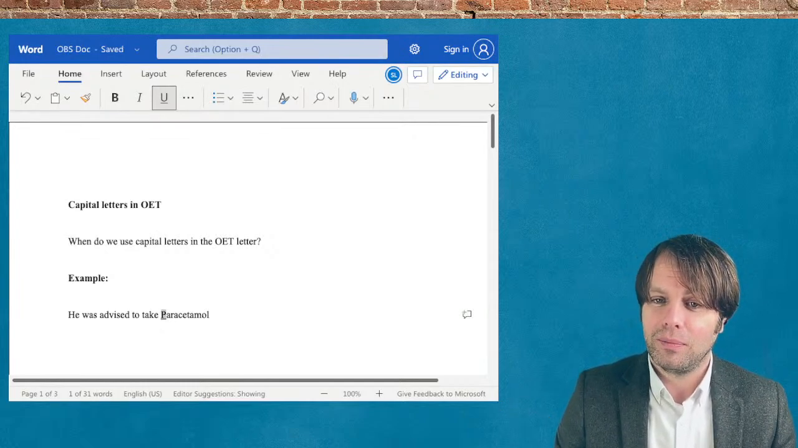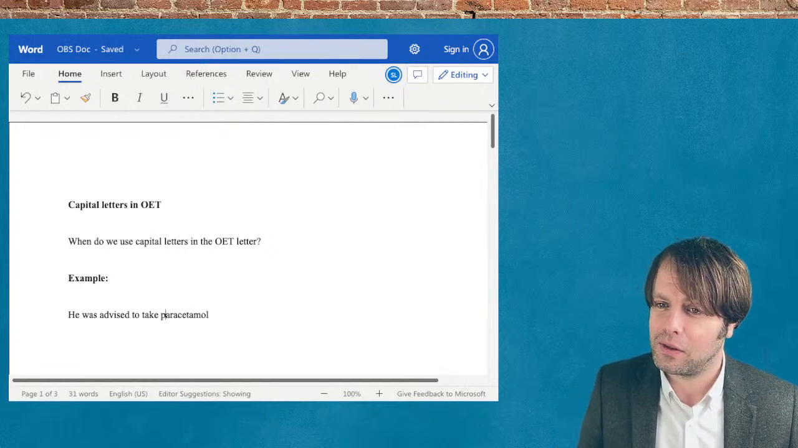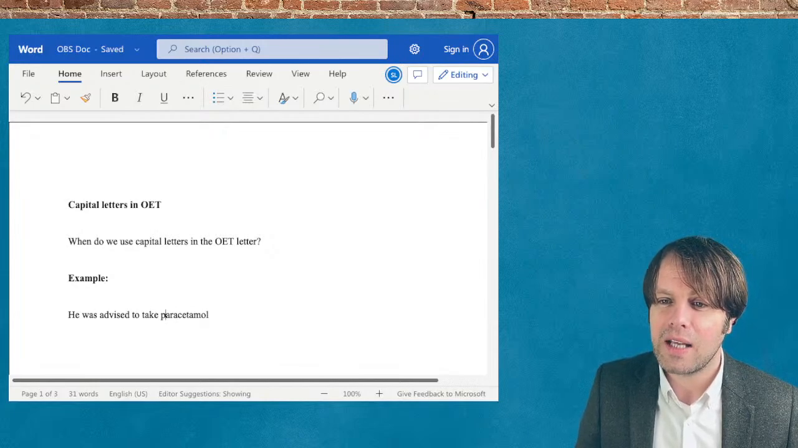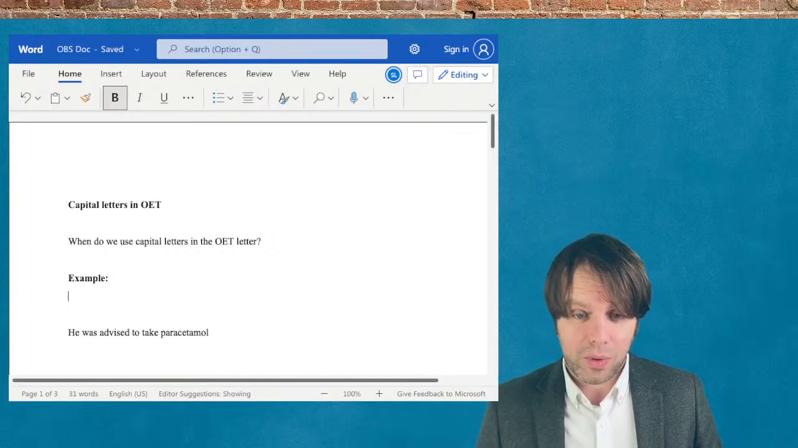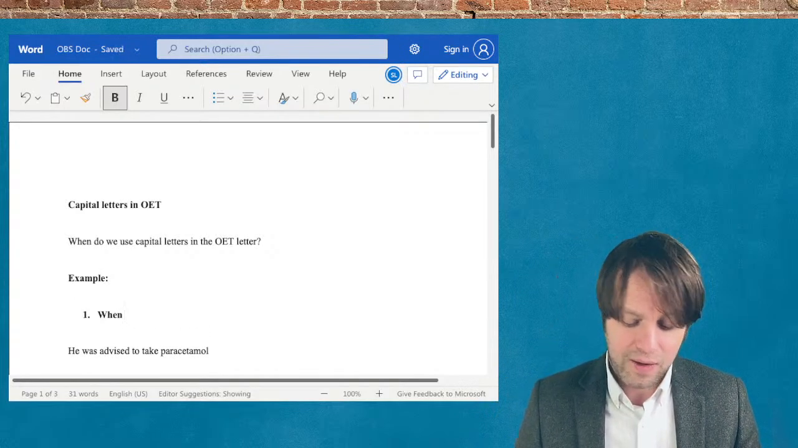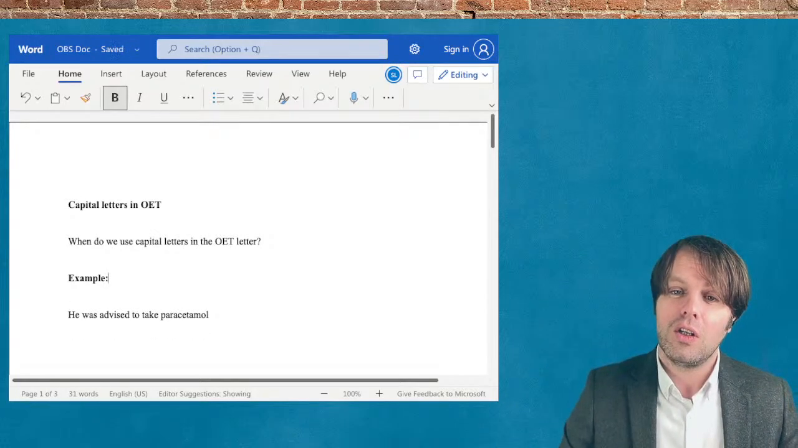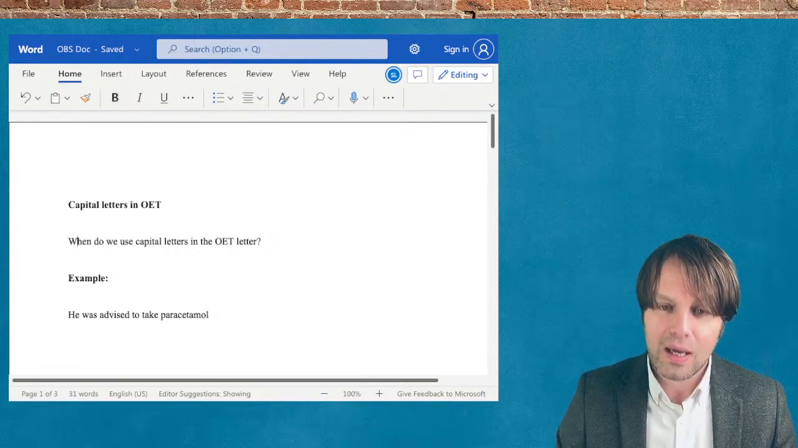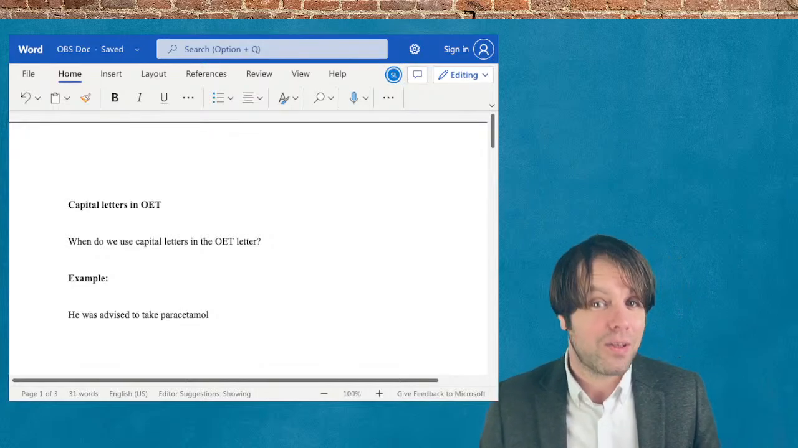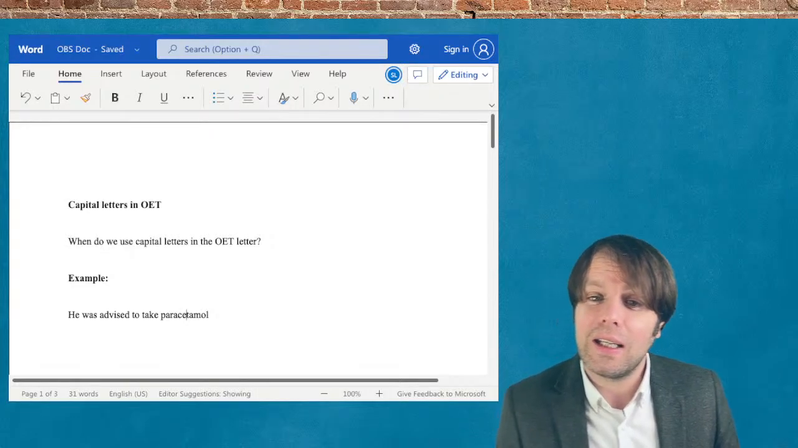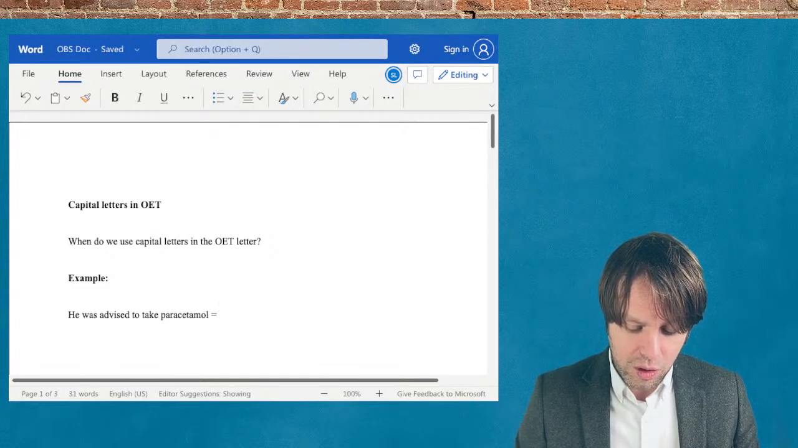Answer for paracetamol, we're going to use lowercase. Salah is saying, when starting a sentence, obviously, yes, when we start a sentence we use a capital letter. I'm sure most people know that when you start a sentence in English, you use a capital letter like this one here. But I'm talking about medication. One of the big problems in OET is capitalizing medication, so in this case we would use lowercase.